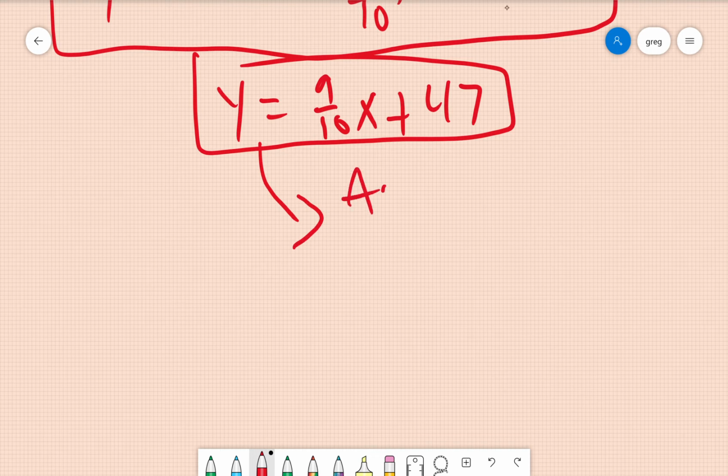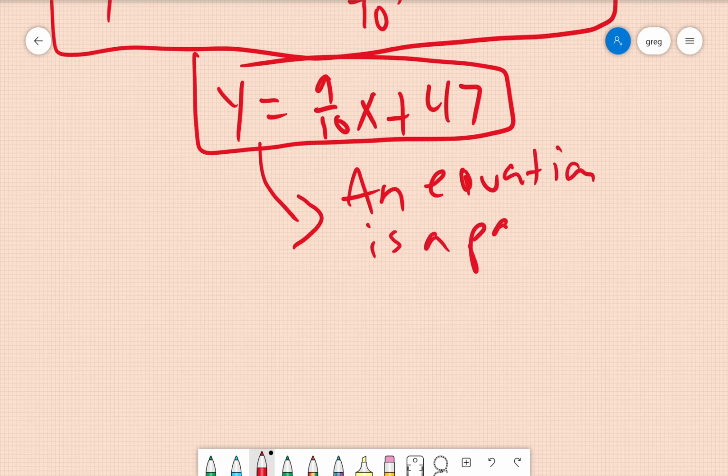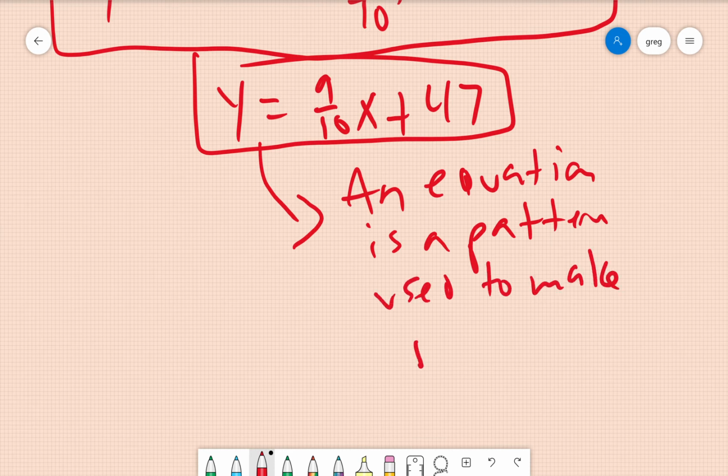So an equation is a pattern used to make predictions. Please get this down. So if anybody asks you what is an equation or what are you doing making equations, this is why. We're trying to generate a pattern to make a prediction. I know it's very sloppy. It's hard to write on this, but I always read it over and over again. An equation is a pattern used to make predictions.